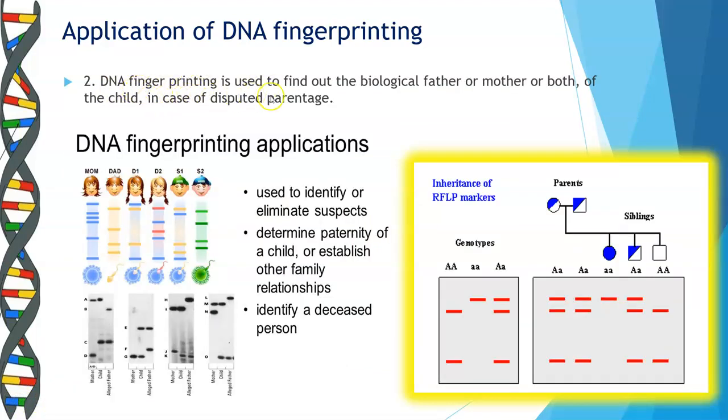Another application of DNA fingerprinting is that it is used to find out the biological father or mother or both of the child in cases of disputed paternity. If you see here, you have the mother's banding, the father's banding, and these are the children's banding. So it is used to identify or eliminate a suspect, determine paternity of a child, establish other family relationships, or identify a deceased person. It also helps in understanding the inheritance pattern of a particular gene in a family. You have the parents and the siblings, and you can identify their genotype, whether they are homozygous or heterozygous for a particular trait.